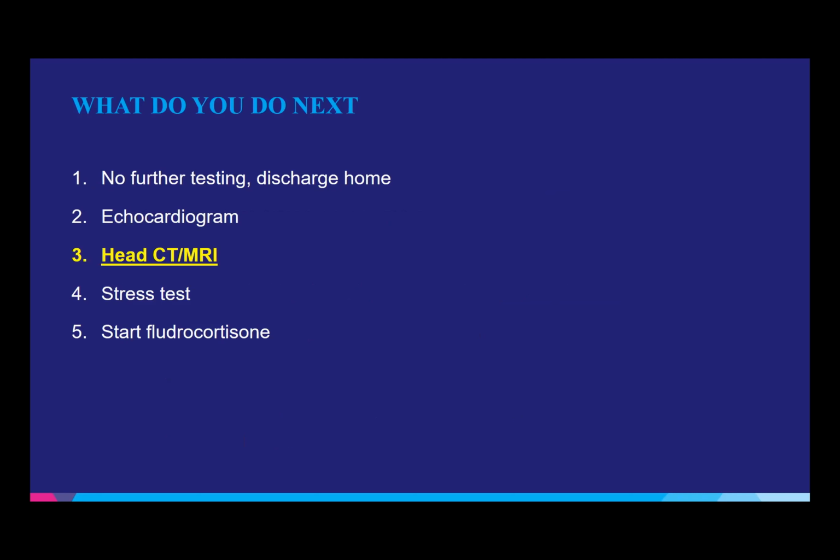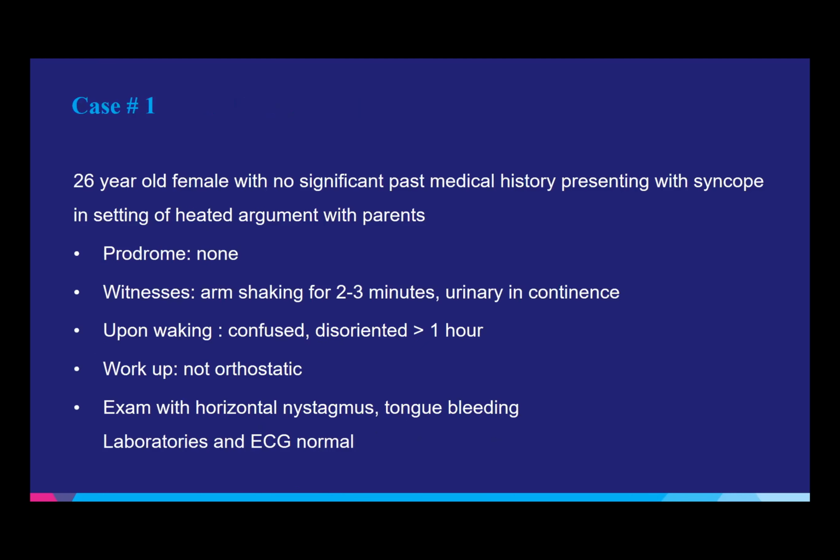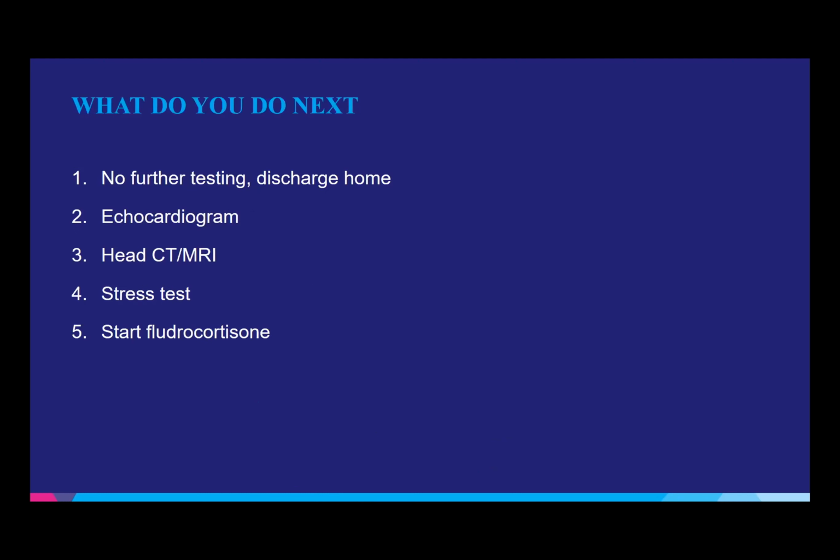Good, excellent, right? So exactly what Sonal said, this is likely a first-time seizure. And when you look back at the question stem, there's a lot that I planted in there. Sure, it happened when she had a heated argument, but she had urinary incontinence. That to me is a big flag. She was confused and disoriented for an hour. That's not syncope. She had this tongue bleeding, and we can talk about this further. She had horizontal nystagmus. These are all really concerning signs that this is not syncope, right?